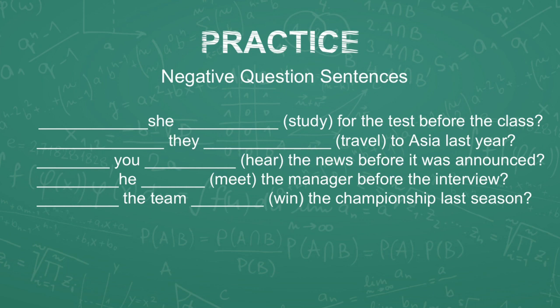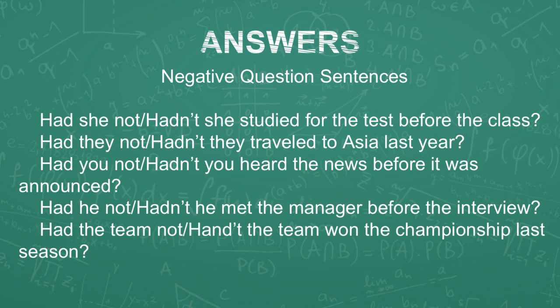Negative question sentences. Please pause the video, read through the questions and fill in the helping verb and not with the subject and the verb in its right form, past participle. So when you're ready, let's look at the answers. Hadn't she studied for the test before the class? Or hadn't she studied for the test before the class? Hadn't they traveled to Asia last year? Hadn't you heard the news before it was announced? Hadn't he met the manager before the interview? Hadn't the team won the championship last season?